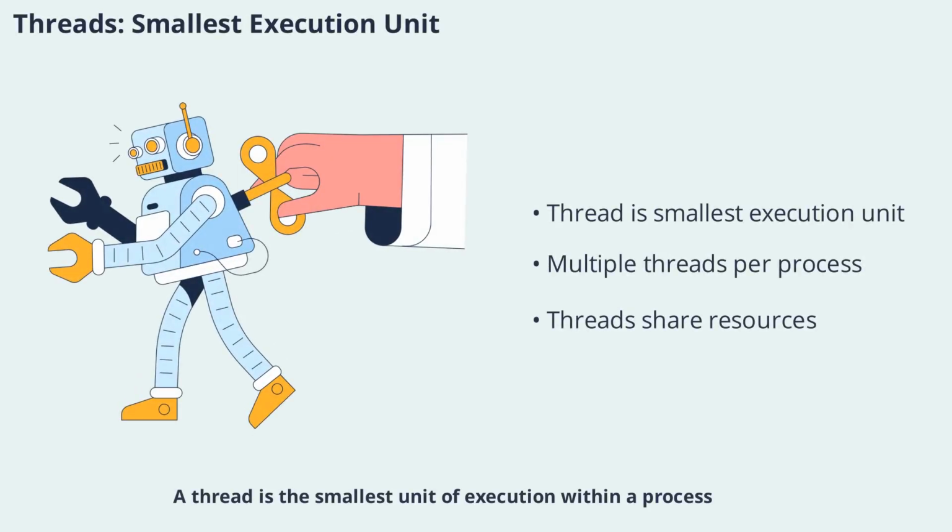A thread is the smallest unit of execution within a process. While a process can have multiple threads, each thread runs independently but shares the same resources. For instance, a web browser like Chrome uses multiple threads for different tabs, making each tab responsive. Threads allow finer control over task execution and are essential for building responsive applications. Understanding threads is key to mastering multithreading in Java, which we'll discuss next.